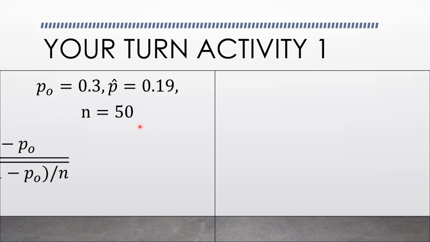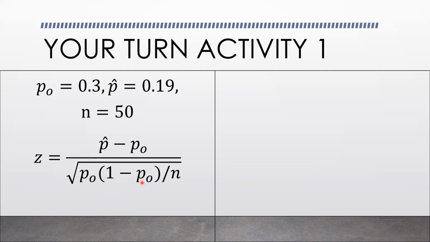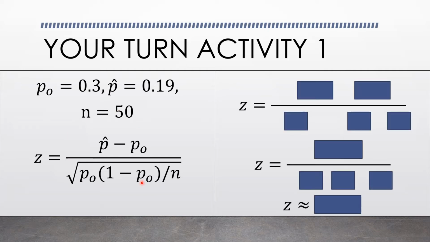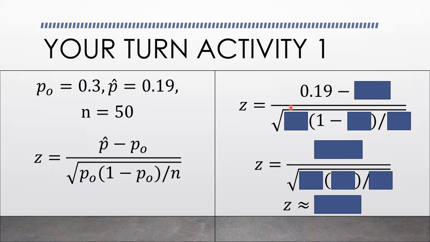So this one is the formula, and now let us replace these rectangles by their corresponding values. Let us recall that this one is p hat, and p hat is obviously 0.19. So what do you think will be the value of this? It will be 0.19. And if you got it correctly, that's good.